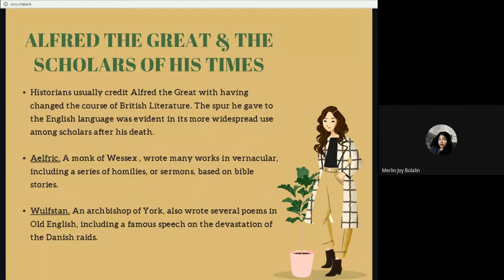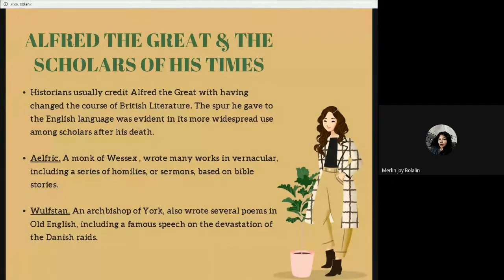Now, for the last slide, during Alfred the Great's reign, there were some scholars known in his time. Historically, we usually credit Alfred the Great with having changed the course of British literature, so we should thank him for that. The spark he gave to the English language was evident in its more widespread use among scholars after his death.